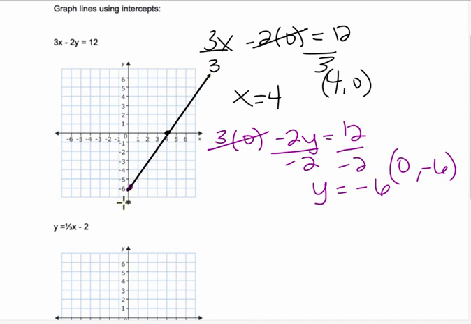Okay, and you can extend that line. It shouldn't just go from here to here. It shouldn't stop at these 2 points. It should go through those 2 points and extend. Notice that my line has arrows on the end of it. So that's how you graph that line using the intercepts.